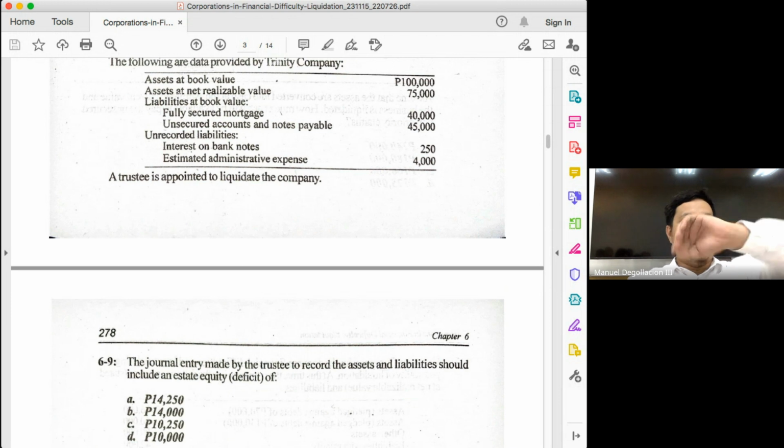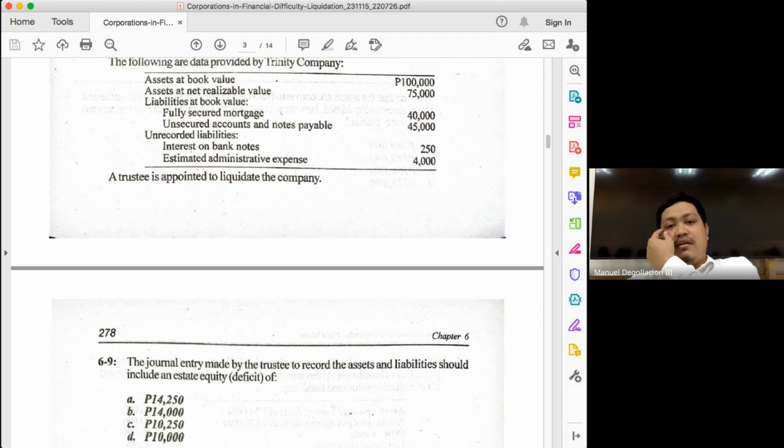How much will that give you, class, as your total liabilities? That's 85, 89, and then 250. Your total liabilities then would be 89,250. Those are the amounts that you will have to pay in the course of the liquidation. But how much cash do you have? How much assets do you have to pay off these liabilities? You only have 75,000. Your assets are only 75,000.